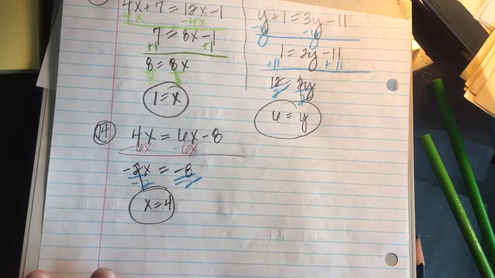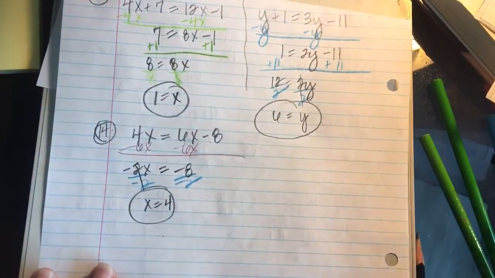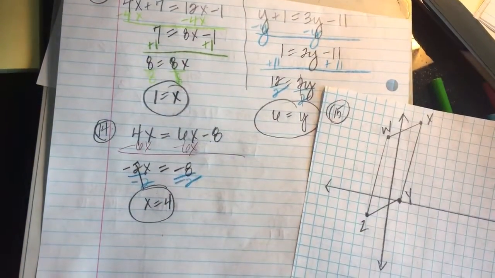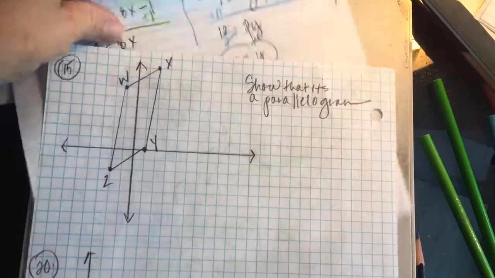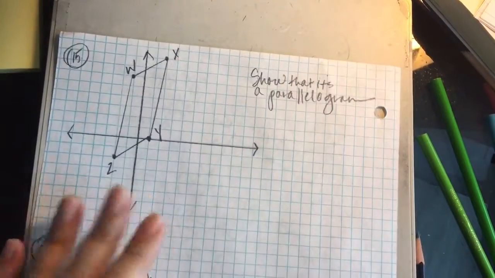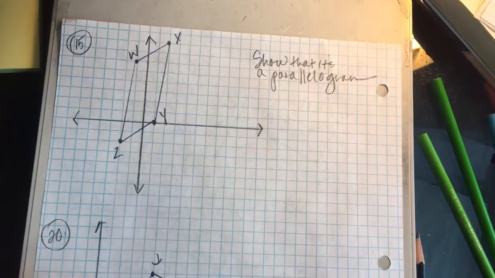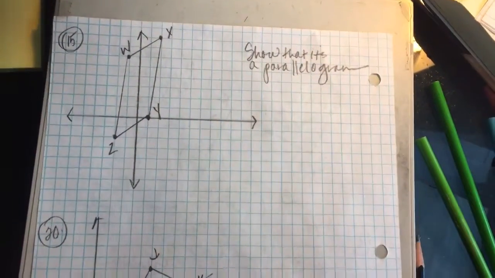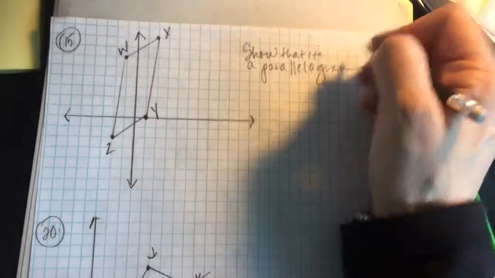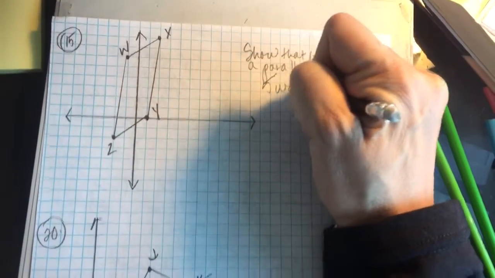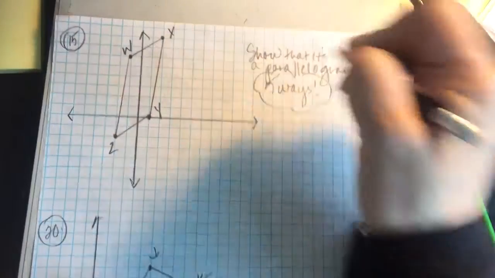Now, number 15 is also in a graph. One of the things that even after talking multiple times about showing that something's a parallelogram, I was still having some of you on your quizzes and things that we're doing not go through the process. Now, to show that it's a parallelogram, you've got to get at one of the 5 ways.